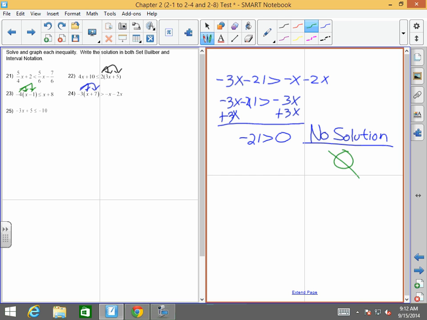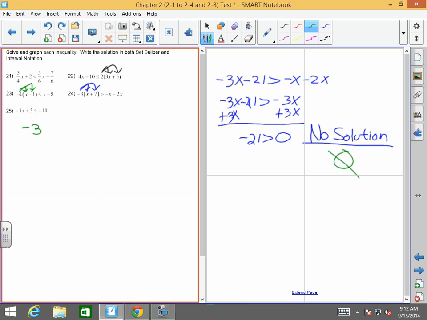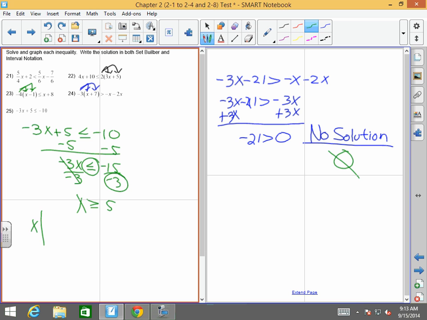God bless you. Last but not least, my brothers, negative 3x plus 5 is less than or equal to negative 10. Subtract 5 to both sides. Negative 3x is less than or equal to negative 15. Divide by a negative 3 to both sides. X is, you got to flip the sign because I divided by a negative, is greater than or equal to 5. Set builder, x is greater than or equal to 5.